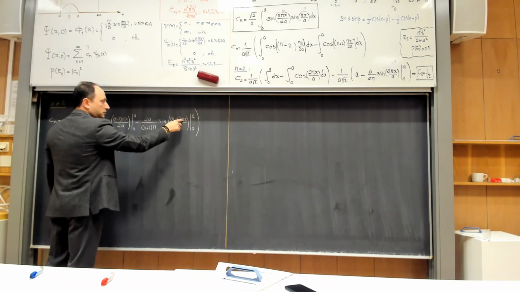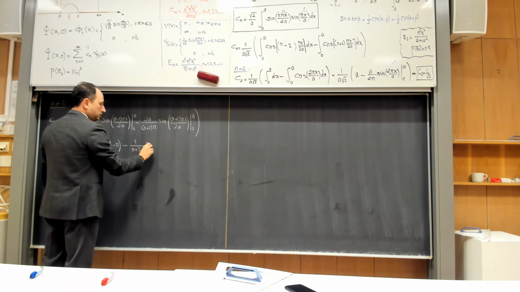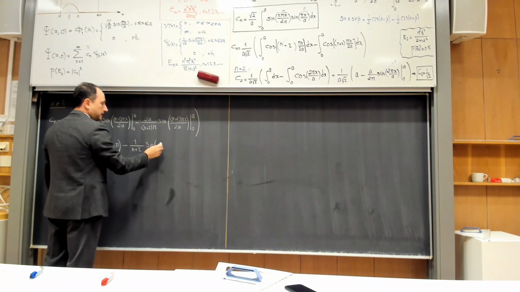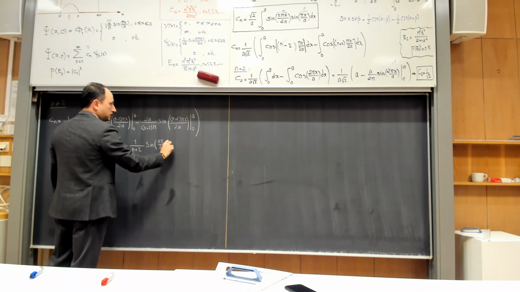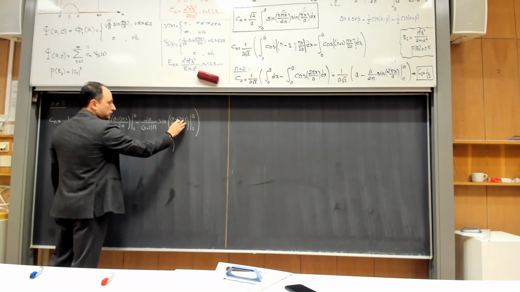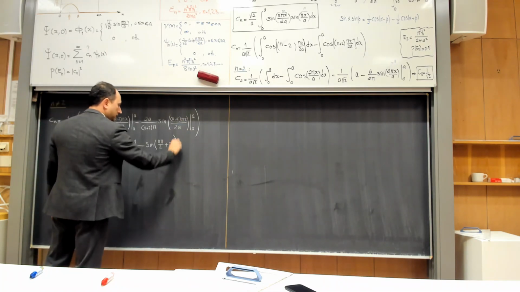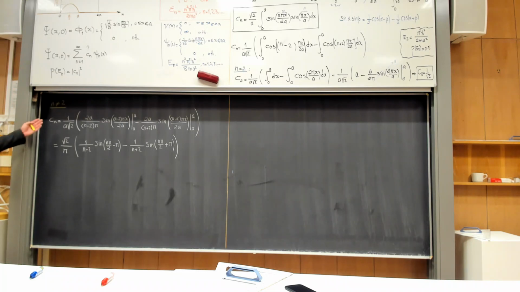If I put a, it becomes pi over 2. Pi over 2 multiplied in, it becomes n pi over 2, and then I will have plus pi. And if, of course, I put 0, nothing happens here. So that is actually my coefficient Cn.